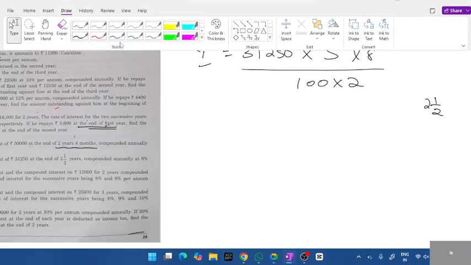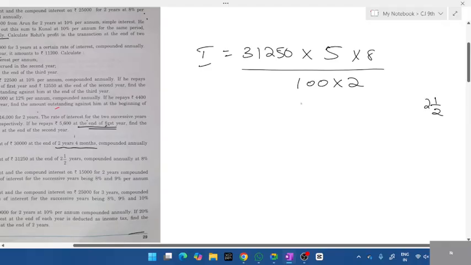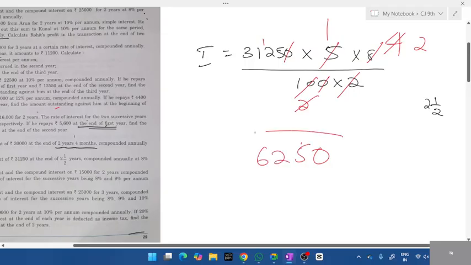Okay, what if it was a simple interest question? You convert 2 1 by 2 as 5 by 2, right? 2 ones are 2, 2 fours are 8, you calculate. 0 and 0 gets cancelled. 5 ones are 5, 5 twos are 10, 2 ones are 2, 2 twos are 4. So the answer would have been 0, 5, 2, 6. This would have been the simple interest.